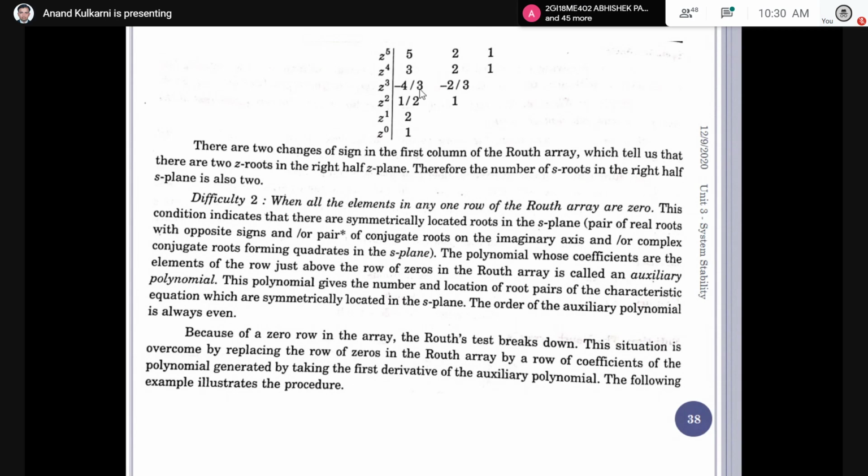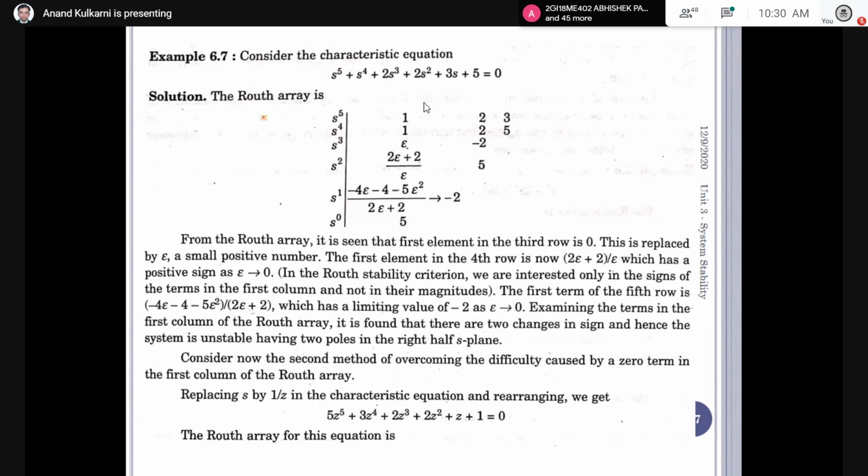But this method, remember, of substituting S is equal to 1 upon Z, there is no guarantee that it will give you correct result all the time. It will fail sometimes. Sometimes what happens, it depends on this term also, and the arrangement of the coefficient depends upon that.